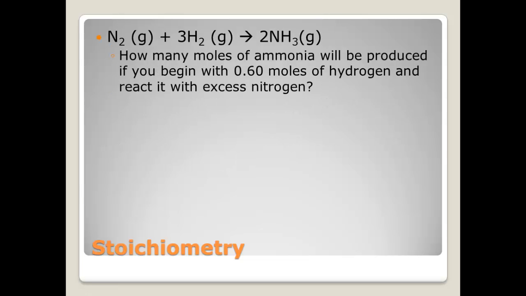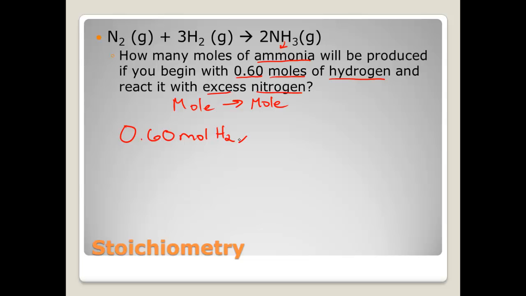So let's try a calculation here. Okay, let's look at it. And we're going to do what's called a mole to mole calculation. Okay, so the key thing here, it says how many moles of ammonia, this compound right here, will be produced if you begin with 0.6 moles of hydrogen and react it with excess nitrogen. Now, excess means that we have way more nitrogen than what we need. So here's the thing. We're starting with 0.60 moles of hydrogen. Okay, everyone got that? That's what we're getting.